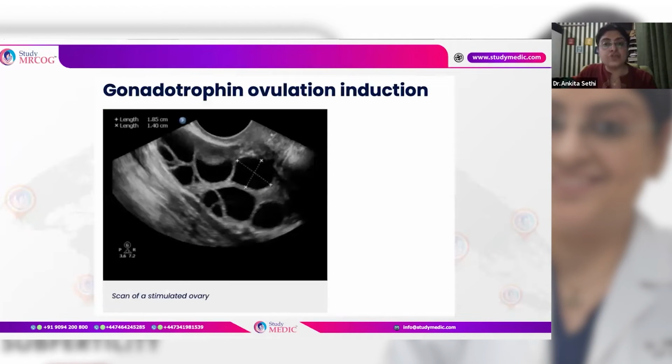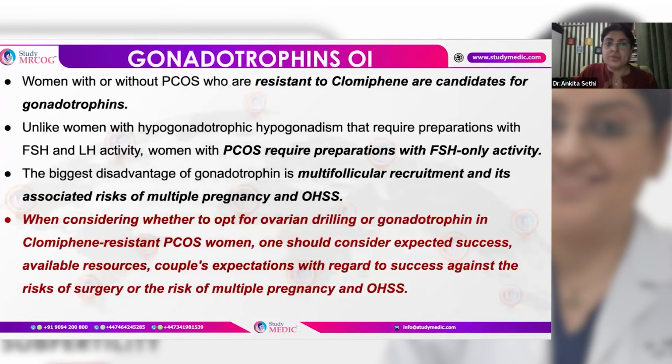Now coming to gonadotropin ovulation induction, where gonadotropins are used for inducing ovulation, and this is an image of multifollicular development post-gonadotropin induction. Women with or without PCOS who are resistant to clomiphene are candidates for gonadotropin. Unlike women with hypogonadotropic hypogonadism who require preparations of both FSH and LH, women with PCOS require preparation mainly with FSH-only activity. The biggest disadvantage is multifollicular recruitment and its associated risk of multiple pregnancy and OHSS.